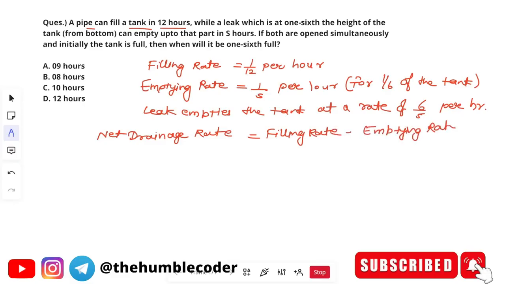Okay. So filling rate we have already found: 1 by 12. Emptying rate is 6 by S, right? Because we have told, 1 by S per hour for 1/6 of the tank. So the leak empties the tank at a rate of 6 by S per hour. So that is why 6 by S, this is S. Don't get confused.